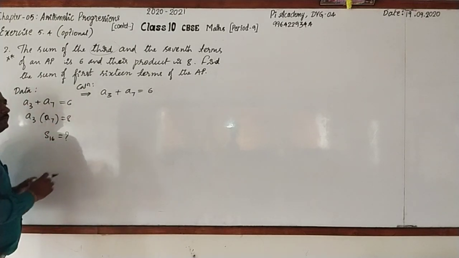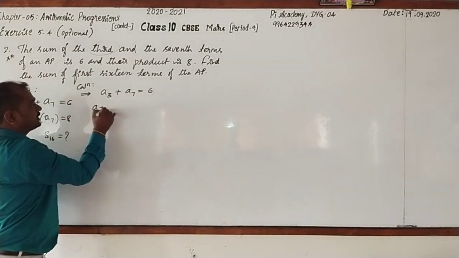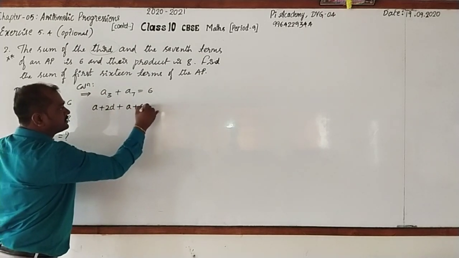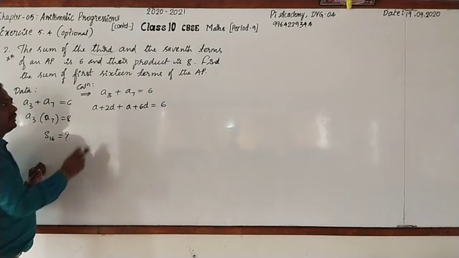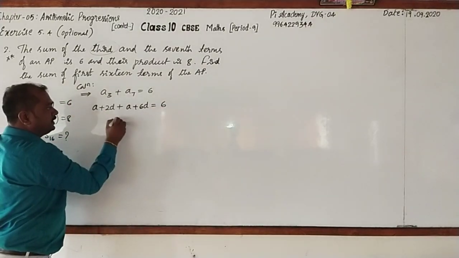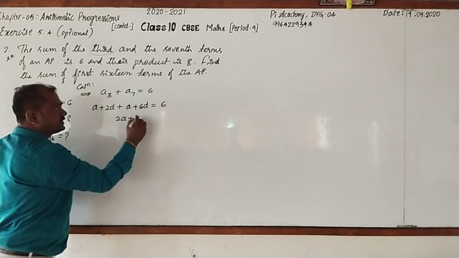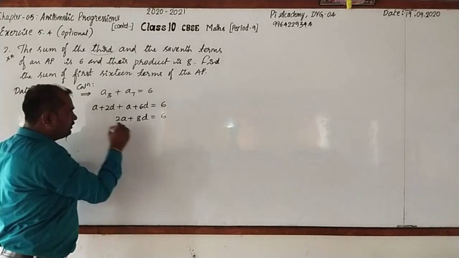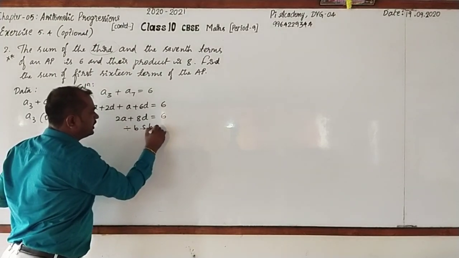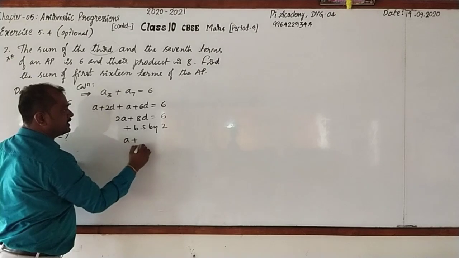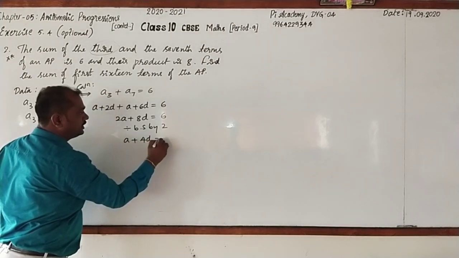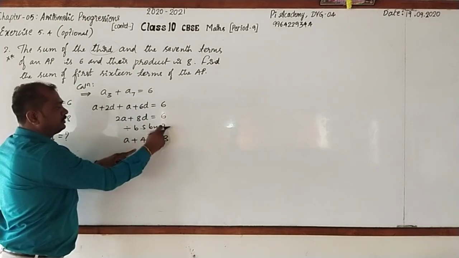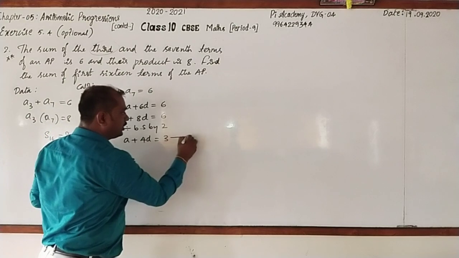How do you write A3 in terms of A and D? It is A plus 2D. Plus A7, it is A plus 6D. It is equal to 6. Now, see that 1A plus 1A, it is 2A, plus 2D plus 6D, it is 8D is equal to 6. All terms are even, so divide both sides by 2. This will be A plus 4D is equal to 3. Because, see that 2 1s are 2, 2 4s are 8, 2 3s are 6. You may call this as statement 1.